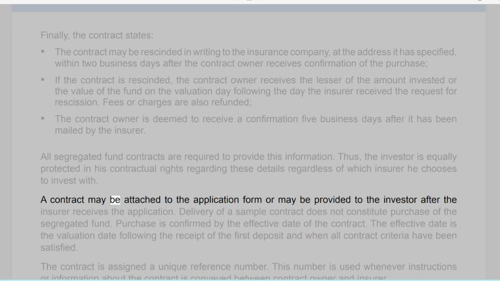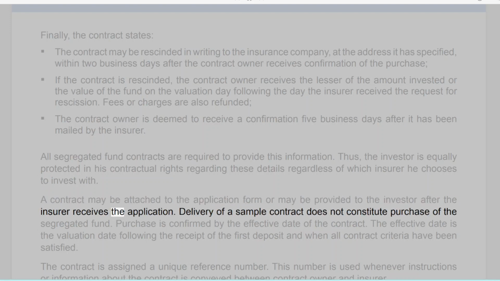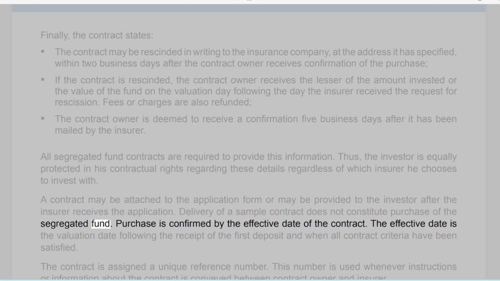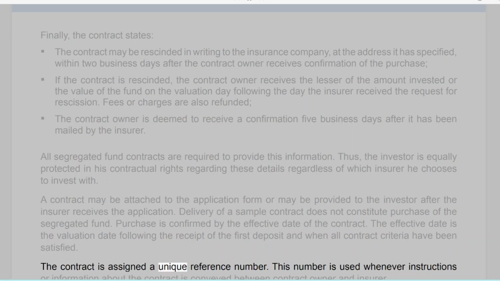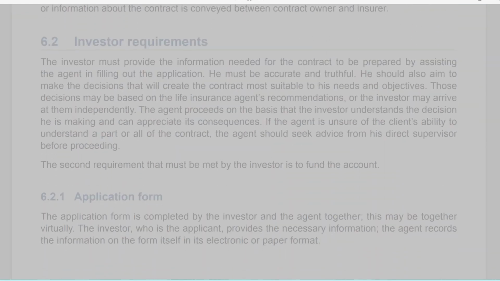A contract may be attached to the application form or may be provided to the investor after the insurer receives the application. Delivery of a sample contract does not constitute purchase of the segregated fund. Purchase is confirmed by the effective date of the contract. The effective date is the valuation date following the receipt of the first deposit and when all contract criteria have been satisfied. The contract is assigned a unique reference number. This number is used whenever instructions or information about the contract is conveyed between contract owner and insurer.